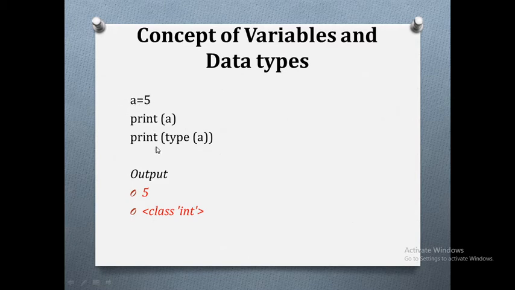And what happens when I try to print type of A? Type of A will print the data type of that A. Data type is what type of data this A is actually storing. It is storing the type integer. That's why this will be the output. Class int is the output of type A.